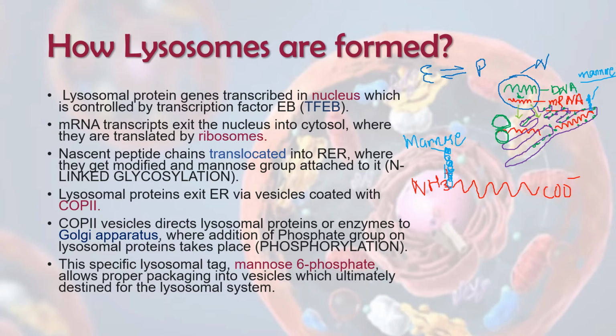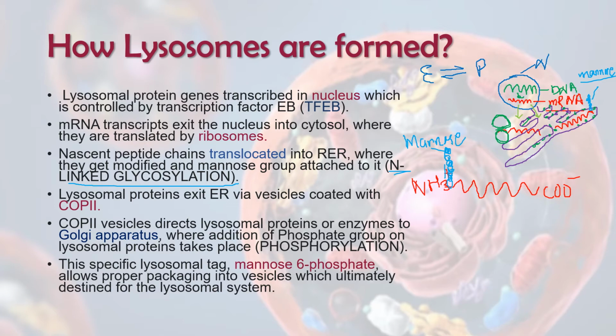So the process by which this Mannose group is attached at the N terminus end of a peptide chain is known as N-linked glycosylation, and this step is very important in the processing of lysosomal proteins or lysosomal enzymes.